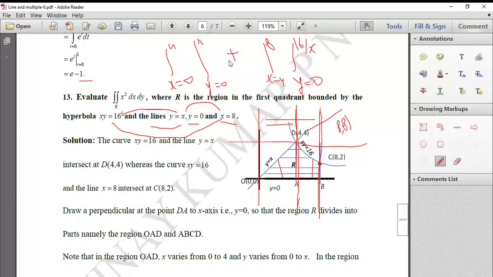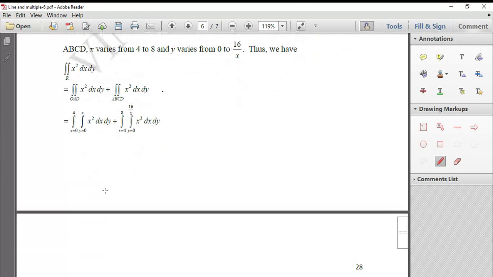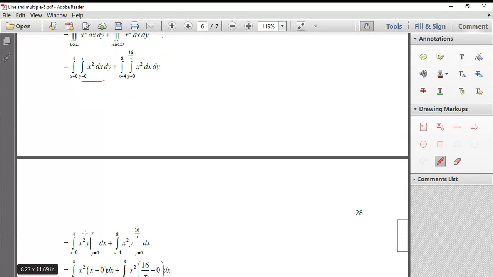So let us find out these two. Integral from 0 to 4, y varies from 0 to x, x square dx dy. And the second one is integral x varying from 4 to 8, y varies from 0 to 16 by x, x square dx dy. Now integrate them as usual. First, you have to integrate with respect to y. When you are integrating with respect to y, your x square is constant. So x square into y, integral of 1 is y. And the limit is from 0 to x.